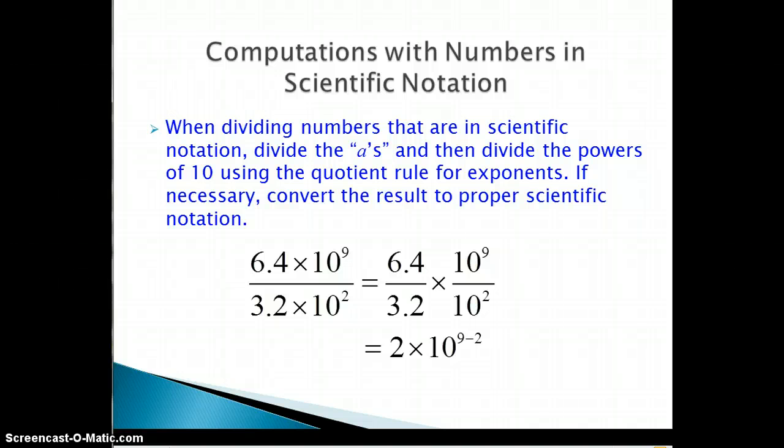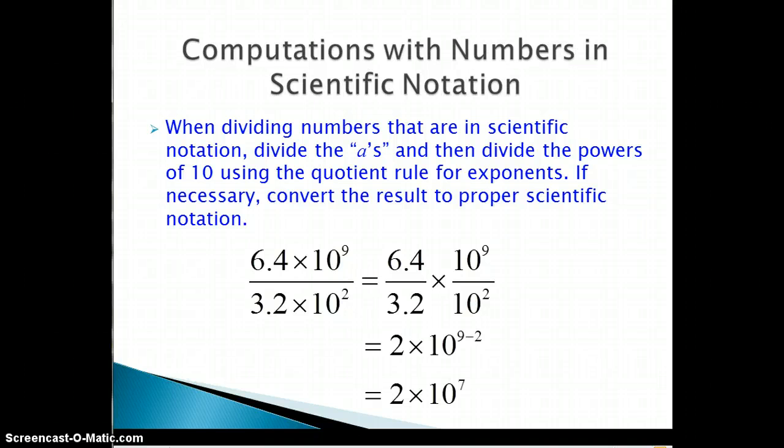And then to divide the powers of 10, we use the quotient rule for exponents. So we're going to subtract the top exponent minus the bottom exponent. So that'd be 9 minus 2. And that becomes a positive 7. And notice that 2 is indeed between 1 and 10. So that is in proper scientific notation. And that is our final answer.